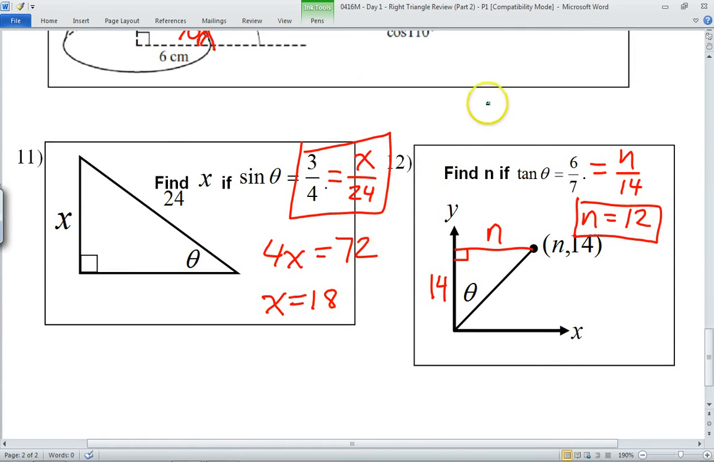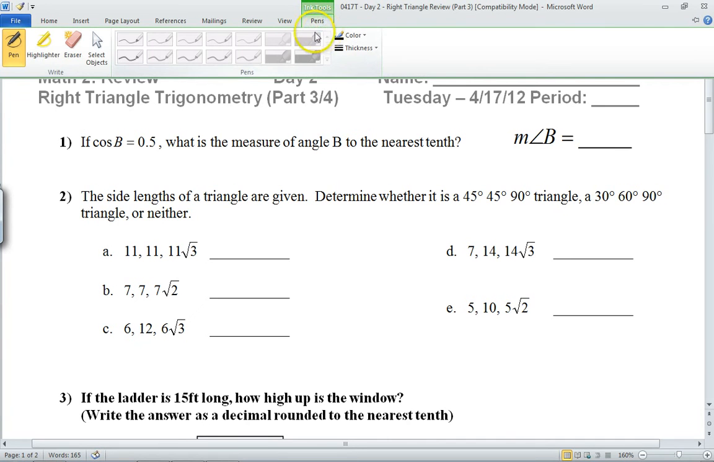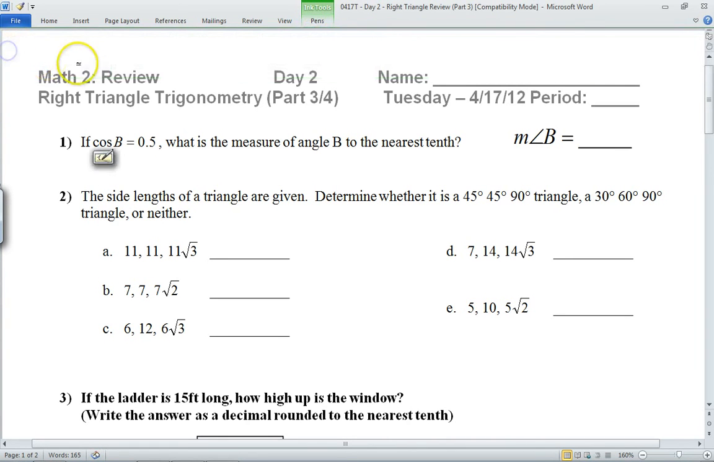Now take a look at the new sheet that you were given today. Some of you were probably even working on that sheet while I was doing this part of the lesson. This is the new sheet that you should have been given by the substitute when you came in the door. So make sure you have this in front of you.